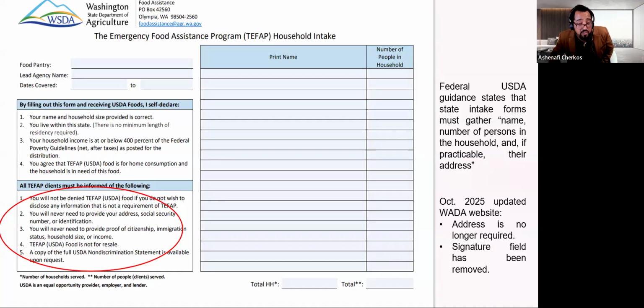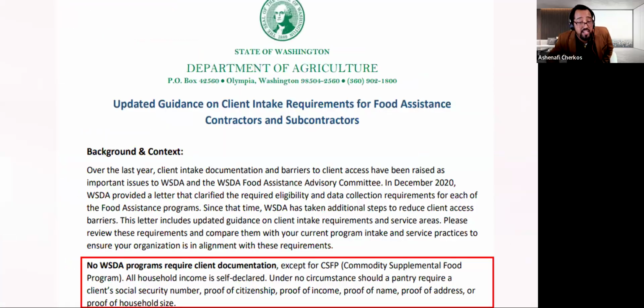This update reflects a shift towards privacy-respecting design, balancing compliance with federal standards while protecting client dignity and minimizing risk for community food programs. It is a simple, powerful example of how minimizing data can still fully meet program requirements. Here is the document from the Washington State Department of Agriculture that highlights how state-level policy reinforces data minimization in practice. All household information, including income, is self-declared, and clients should never be asked to provide proof of income, identity, address, or citizenship.